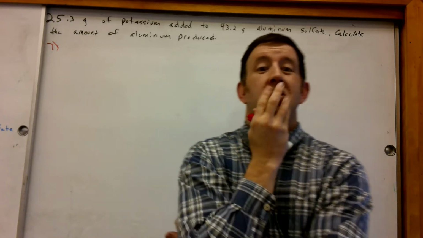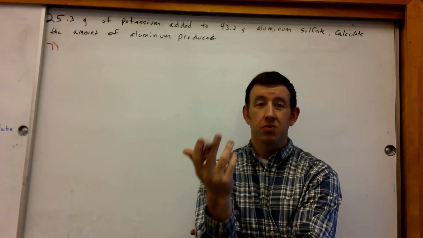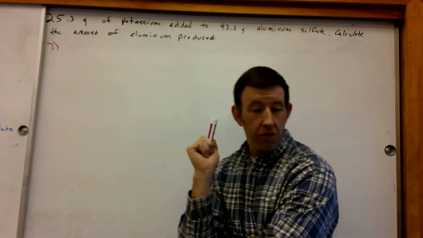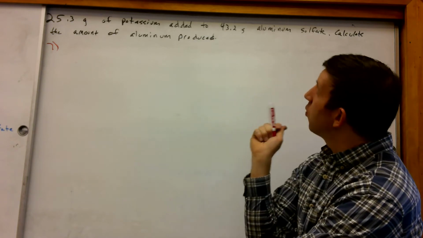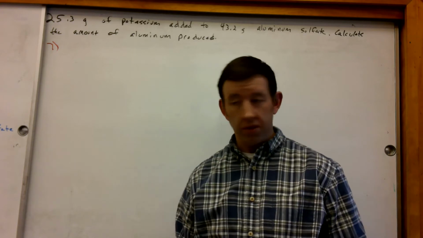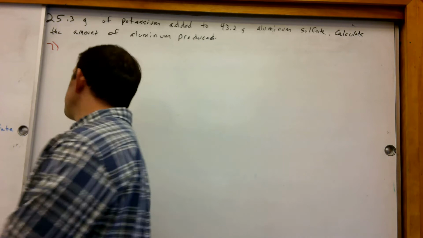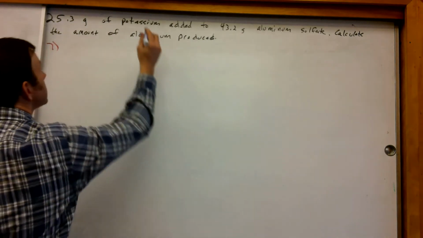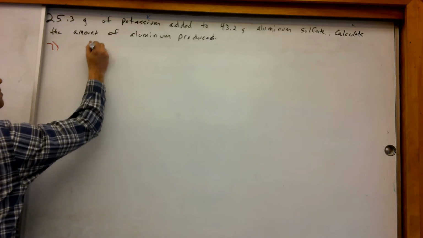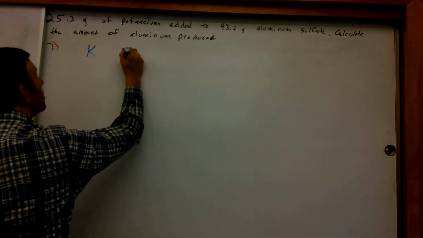Okay, so where to start? I think it's always good to start by writing a balanced molecular equation. So we'll go there. What is reacting? I'm reacting potassium with aluminum sulfate. Now, can I write the formula for that? Of course I can. So let's go through. Potassium, which is a K, is being added to aluminum sulfate.